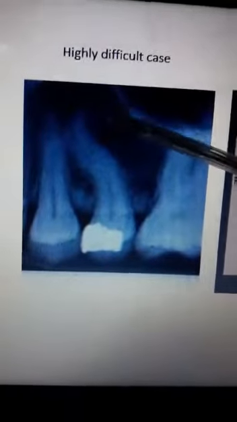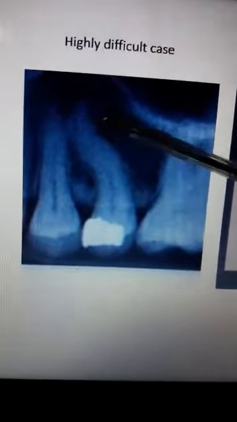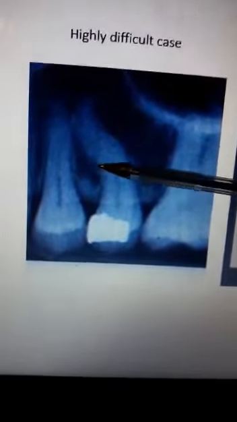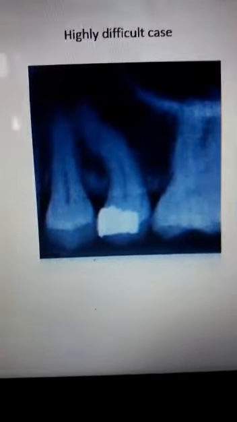Is there any resorption? If there is resorption just at the tip, then it is a moderately difficult case. But if it is beyond, externally and much wider in distribution, then definitely it is a difficult case. So these are the main things that you would consider while analyzing a case.